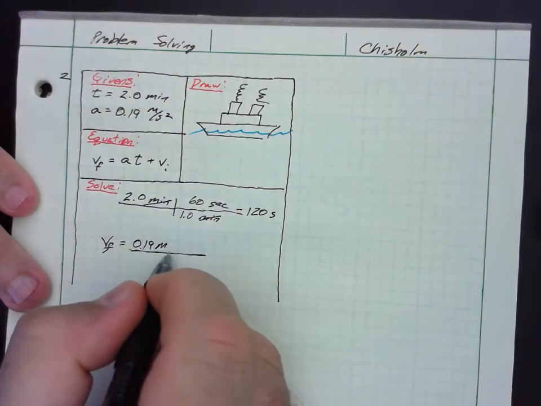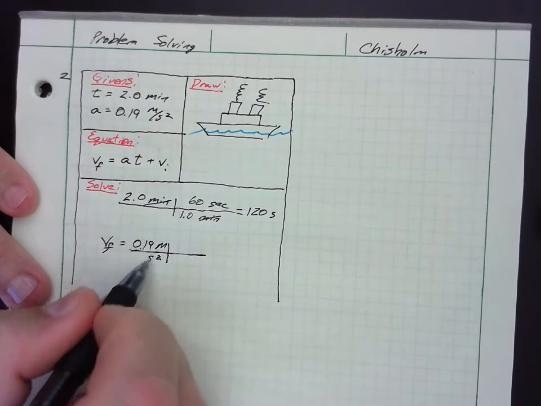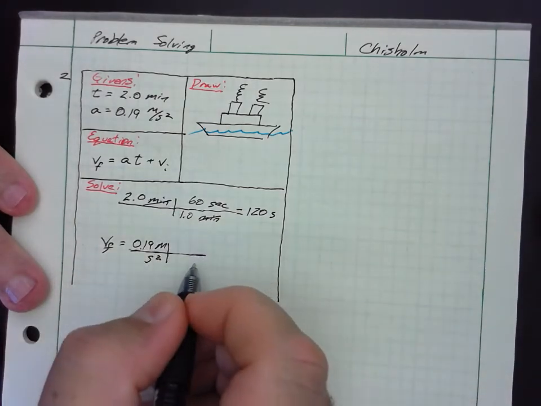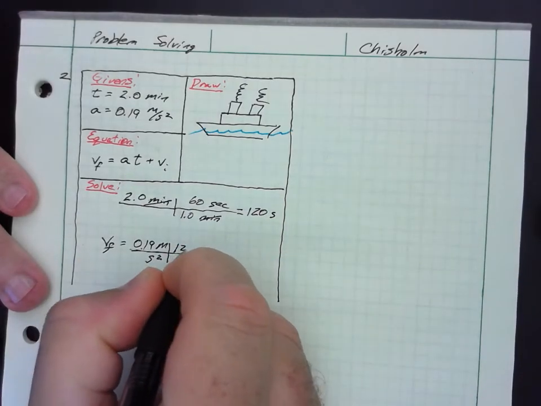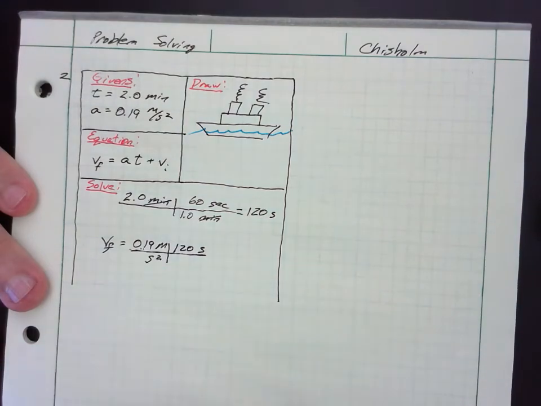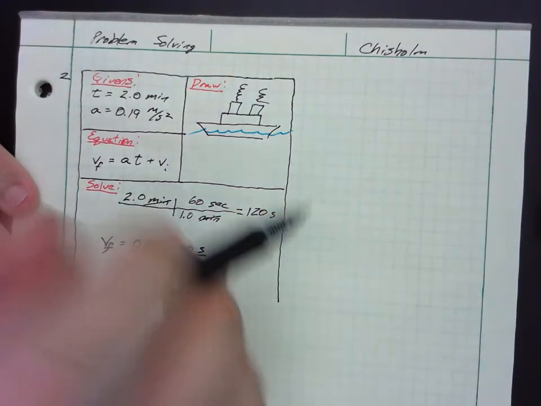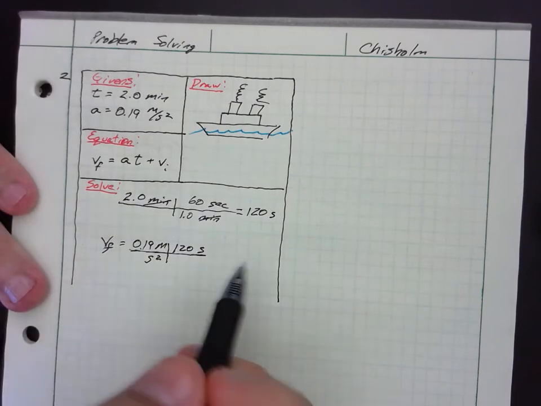Okay, that's meters per second squared, so the divisions, the pers, go in the bottom. And then we're going to multiply by time, and our time was 120 seconds, so 120 seconds. And then we're adding the initial velocity, but in the question it said that it was starting from rest. Rest is 0, so I do not have to have that there.